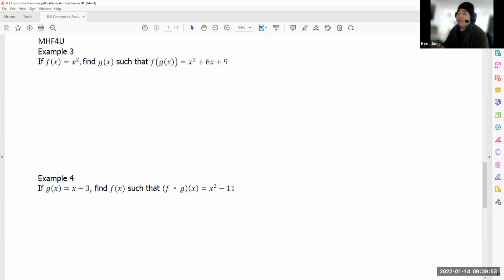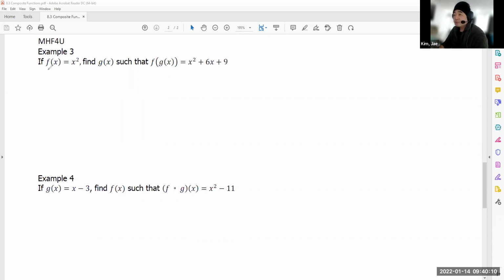Here we go. f of x is equal to x squared. Find g of x such that the composition is going to be a trinomial of that sort. Can you let us try some on our own too? Oh, that's a good point. I'll set you up for this one.